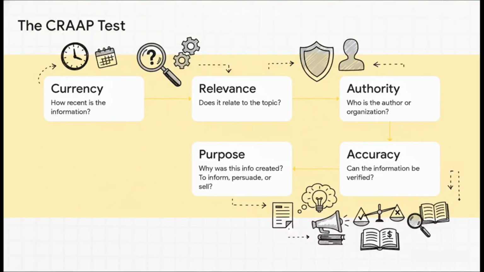It's called the CRAP test. Yeah, I know. It's a memorable name. You're not going to forget it. It's a 5-step checklist to mentally run through before you just accept something as true.